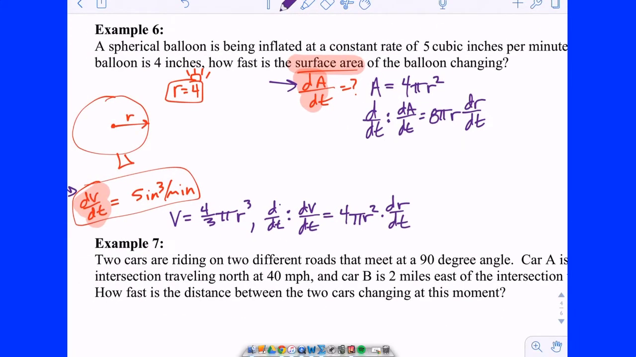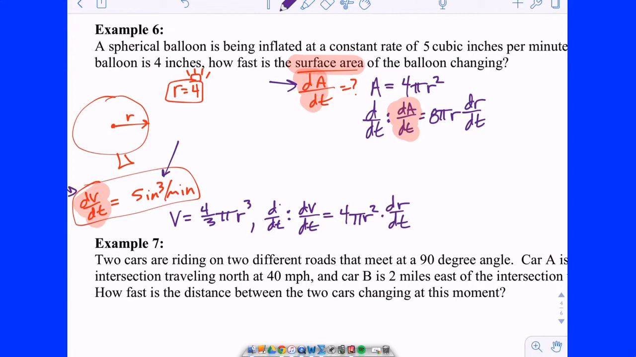Now this is why I need both of them. dA dt is my target. That's what I'm after ultimately for this problem. But I was given a rate of change of volume. Okay? Now notice what I need to evaluate the dA dt is I need to know the radius at the given moment, which I do. That's my snapshot moment of 4. And I need dr dt. So it's really dr dt that's the missing link.